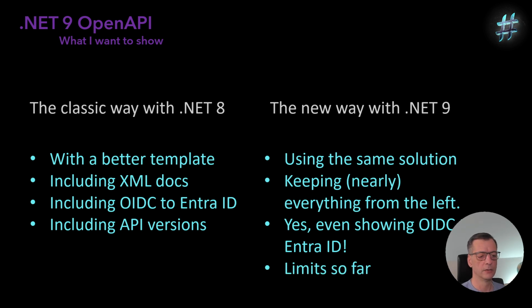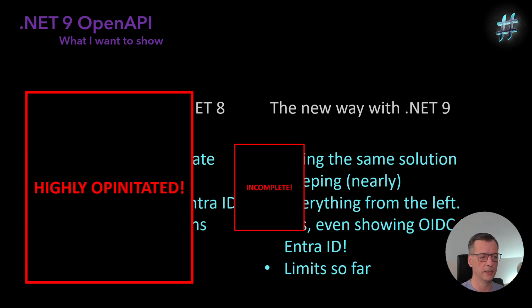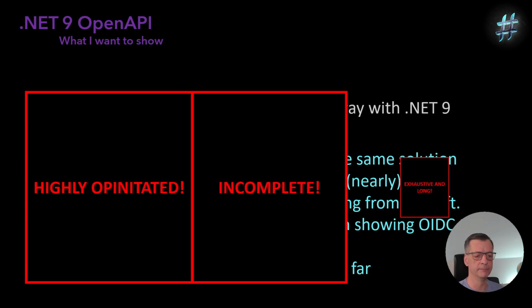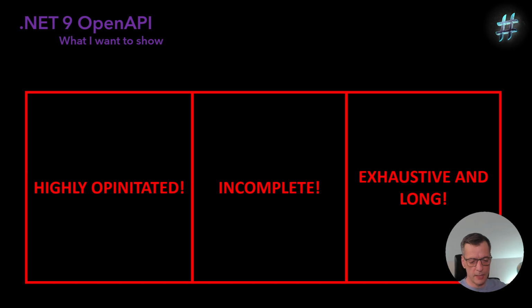Disclaimers: no limits so far. I also will show some limits I detected in the .NET 9 implementation. So it's highly opinionated, as I said. It's probably incomplete, and as always, it's exhaustive and long. I know it wouldn't be Coding Freaks if it weren't long videos. So that's what I do. What should I do? My channel, my rules, I guess.